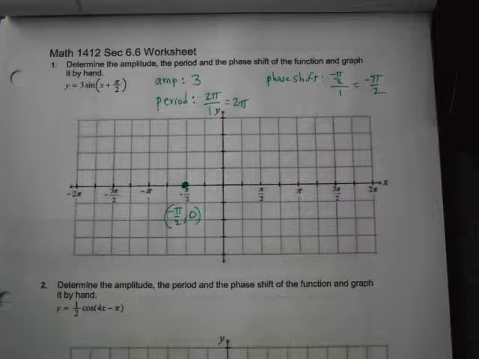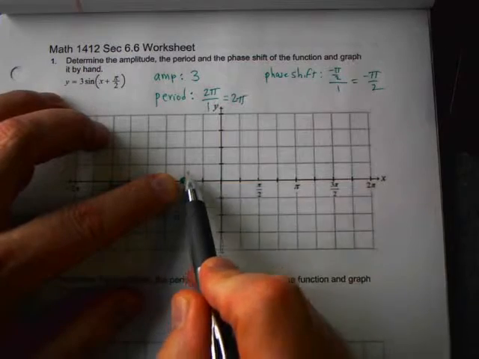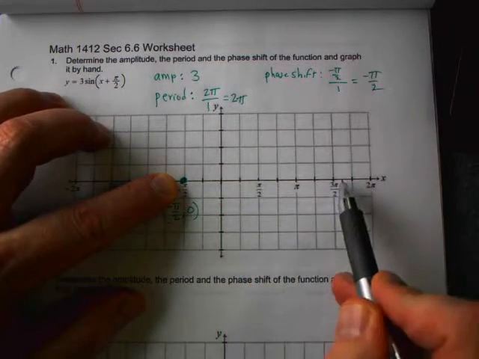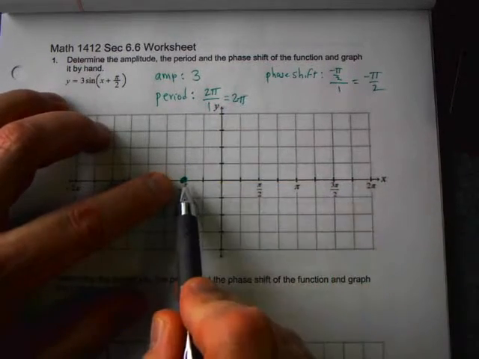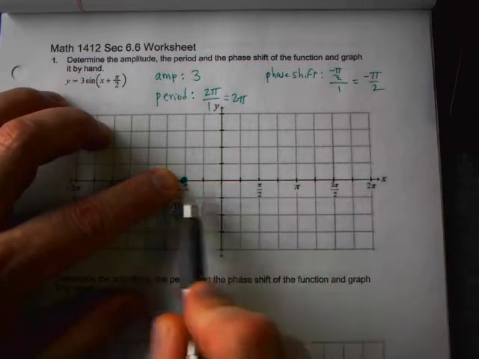Okay, so what's my period? My period is 2 pi, which means I'm going to start here. I'm going to go up and back down, and eventually I'm going to come back to the axis. This distance here, from here to where it ends, is going to be 2 pi.